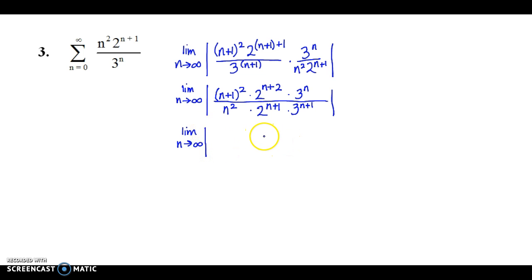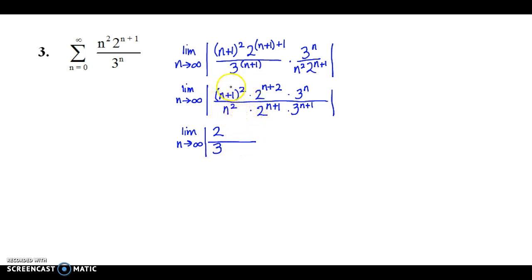Two parts of this are pretty self-explanatory. 2 to the n plus 2 over 2 to the n plus 1, similar to some of the ones that we just did earlier. The 2 to the n's cancel out, and 2 to the second over 2 to the first just becomes 2 in the numerator. 3 to the n over 3 to the n plus 1, multiple ways to do it, but the 3 to the n's cancel, leaving you with just a 3 to the first in the denominator.